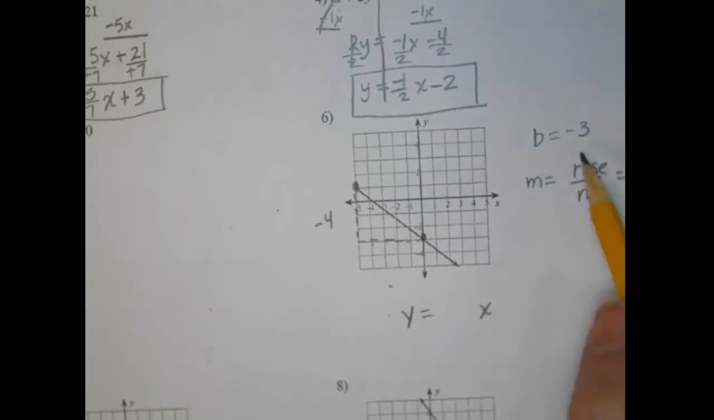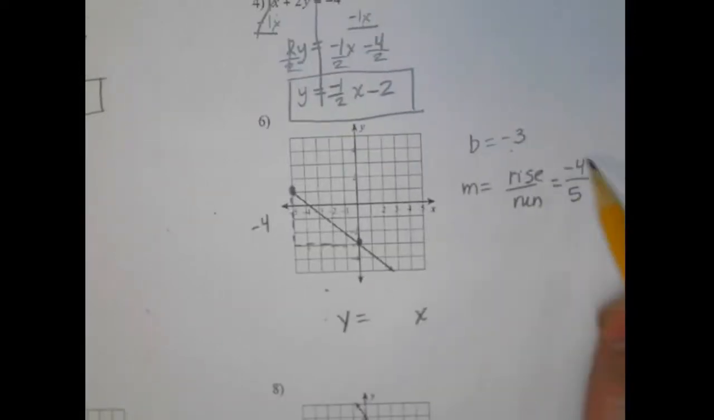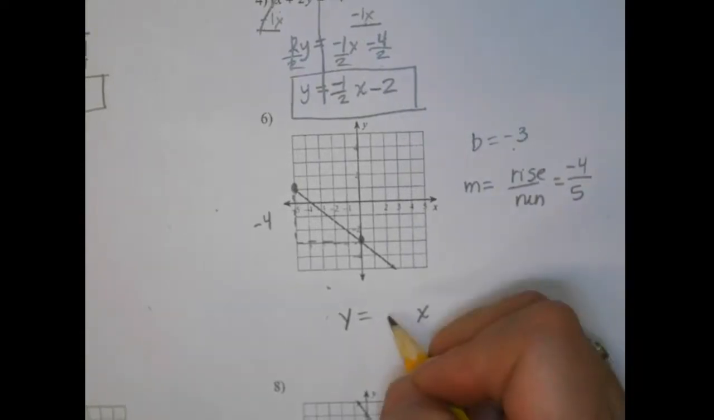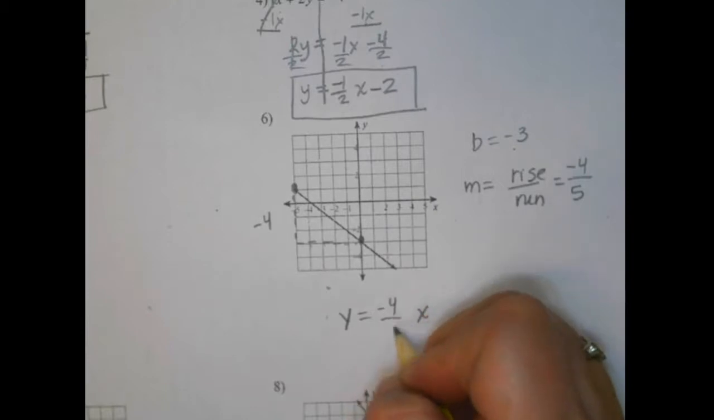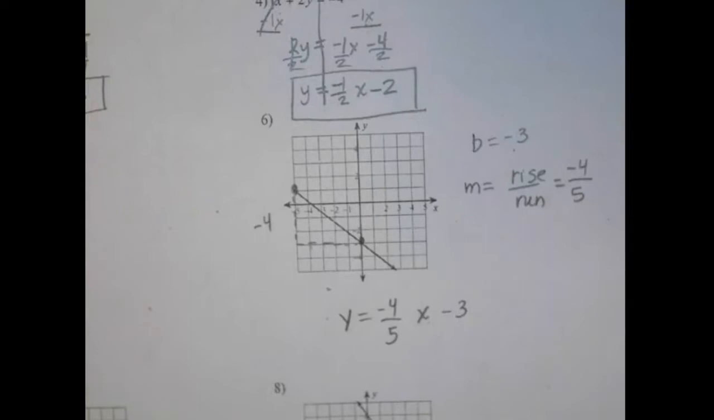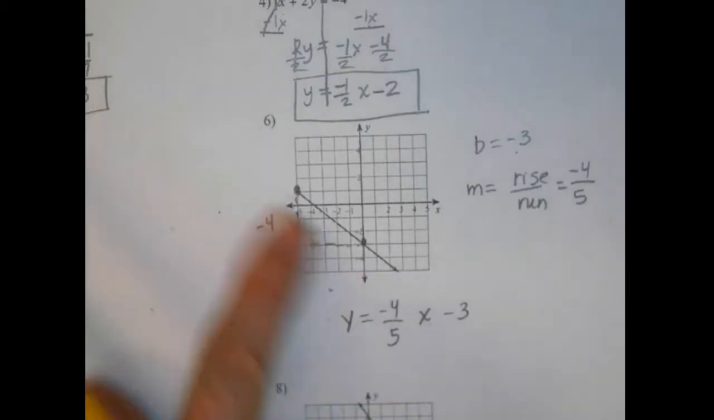Okay, so now I know what my y-intercept is, and I know my slope. Can I simplify or reduce? Let me move this over. Can I simplify or reduce my slope? No, that is what it is, right? So I'm just going to add it into my equation as y equals negative 4 over 5x minus 3. Right? So that's easy peasy. You just have to make sure that you're really careful to know exactly where it crosses.